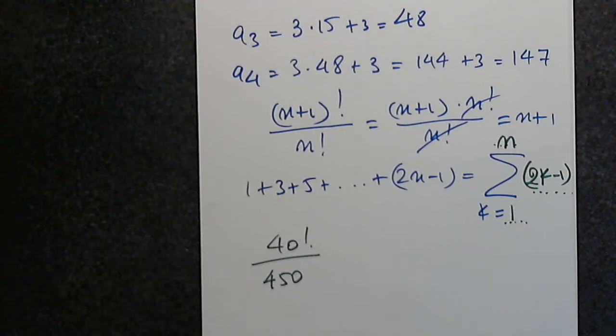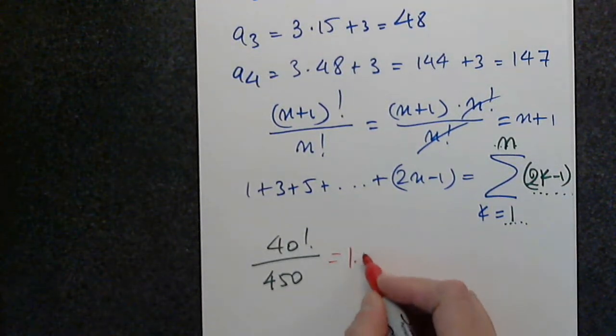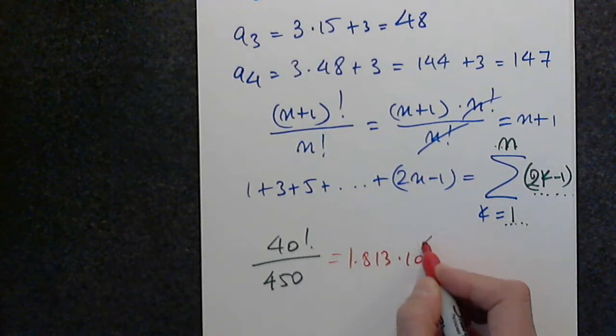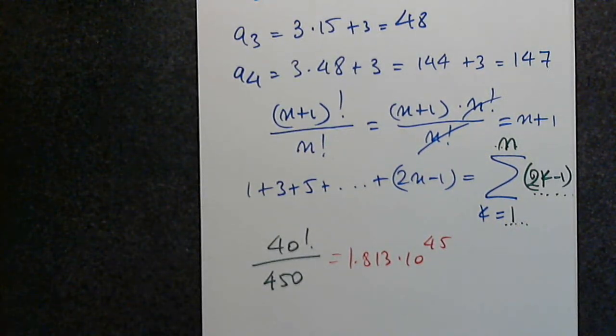And I get something horrible. 1.8131 times 10 to the 45th power, because of that 40 factorial, which is huge. So please be careful and read the entire number. If you see an E45, it means 10 raised to power 45. Okay, so let's go back now.